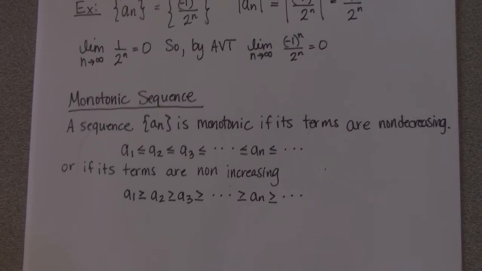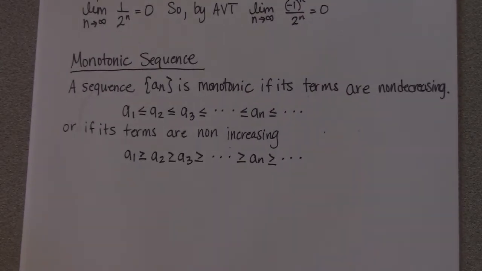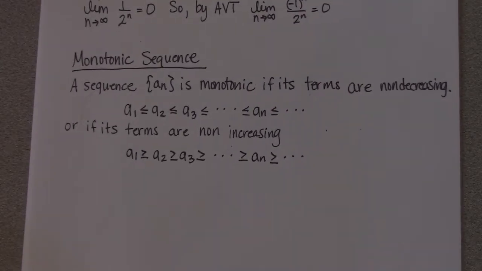So that's what we mean when we say a sequence is monotonic, right? It means everything's either steadily increasing or steadily decreasing. So that alternating sequence we just looked at, -1 to the n over 2 to the n, would not be monotonic. 1 over 2 to the n, positively, would be monotonic, right? It'd be monotonic decreasing because every term would be smaller than the previous term.